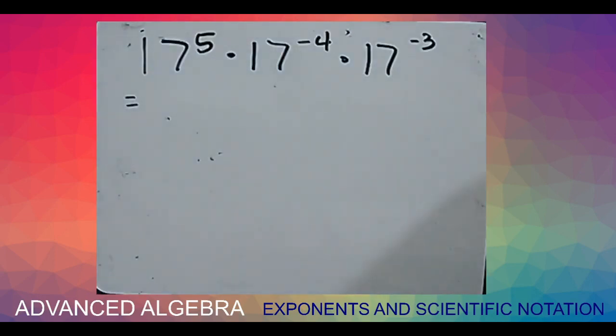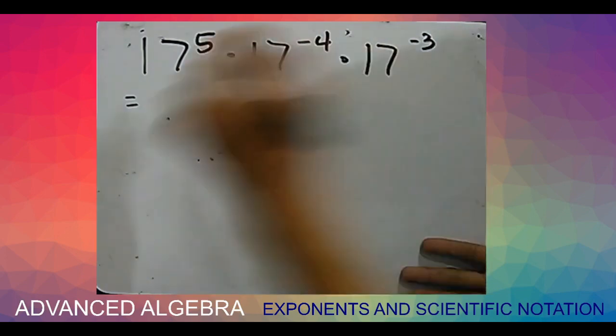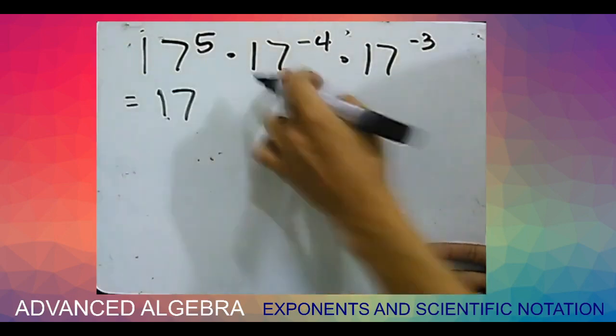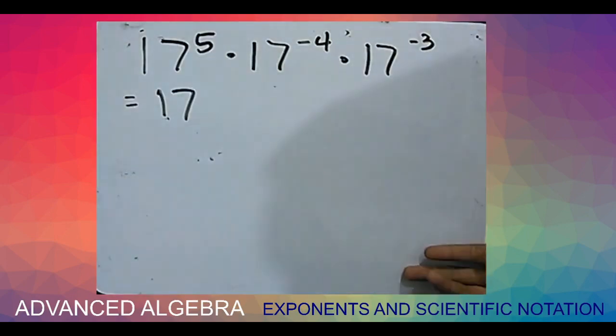Okay, so next example tayo. 17 raised to the p power times 17 raised to the negative 4 power times 17 raised to the negative 3 power. So gawin natin, sulat lang natin yung base natin. Magkakaparehas naman, then papasukin natin yung exponent niya.